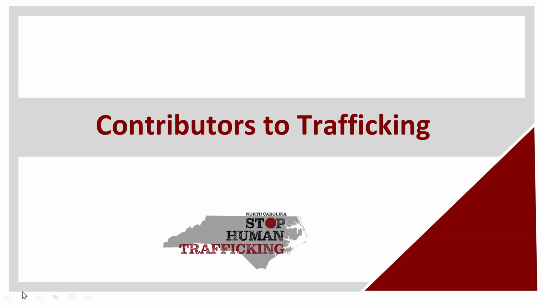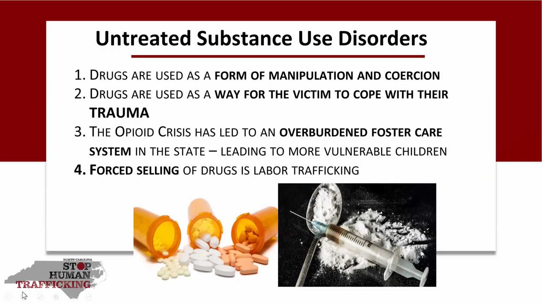So, what are the contributors to trafficking then? Well, untreated substance use disorders. First of all, drugs are used as a form of manipulation and coercion, which is reflective of the case we saw earlier in this presentation with Robin Applewhite in Cumberland County. Drugs are used as a way for a victim to cope with their trauma. A human trafficking experience is incredibly traumatic. And many survivors or victim survivors develop a substance use disorder to cope with all that.